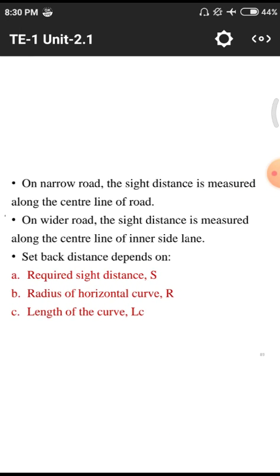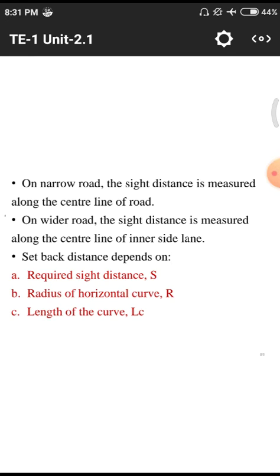Next point: on narrow roads, the sight distance is measured along the center of the road. That means narrow roads and compressed roads, those conditions we explained previously. On the outer periphery we have a narrow road, on the inner periphery we have compressed roads. On wider roads, the setback distance is measured along the center line of the inner side of the road. Narrow means compressed roads, wider means elaborated roads.